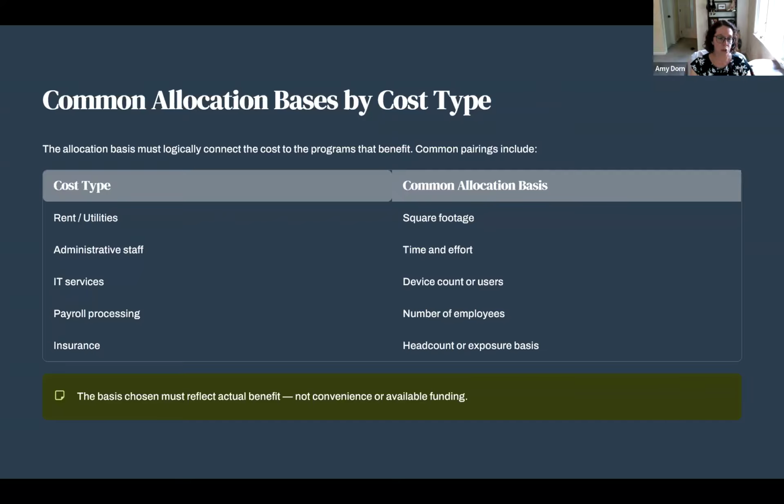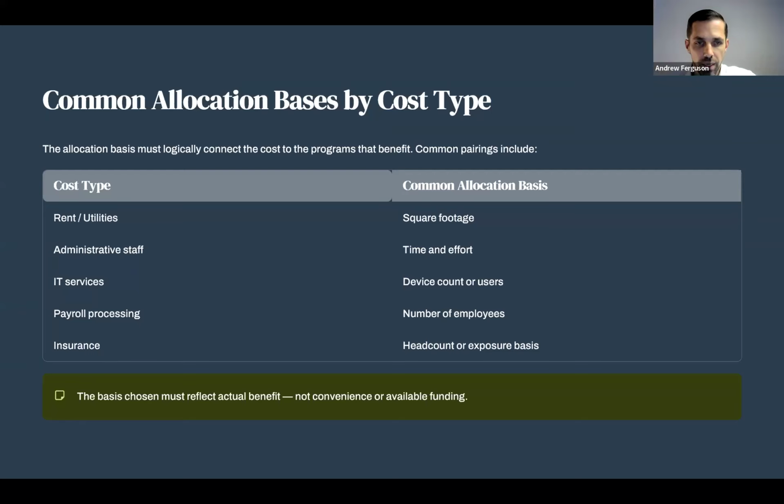So the basis that you do choose has to reflect the actual benefit, not the convenience of, okay, I know I can just put all of this on these dollars, so that's what I'm going to do. Or I know that I still have money left in this grant over here, so this month I'm going to charge all of the utility bill to this grant. The basis has to be supportable.